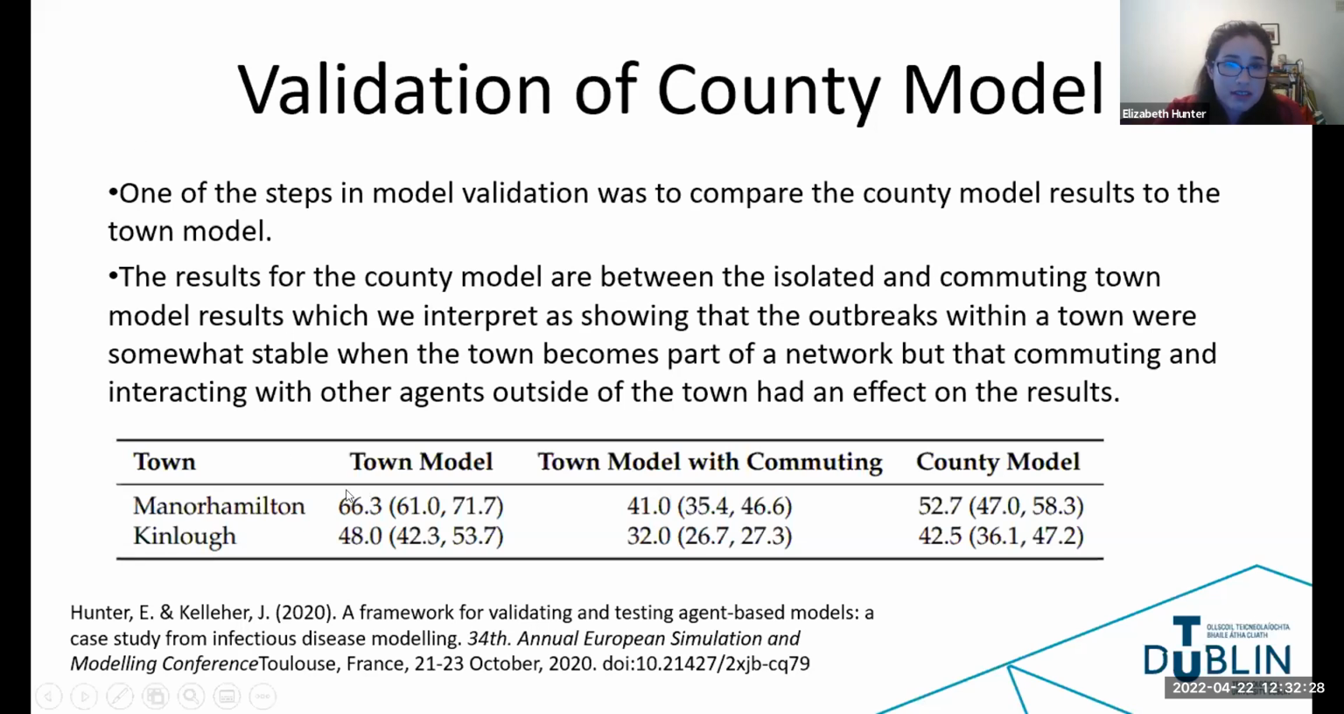And again, these are the percent of runs that lead to an outbreak within each of these towns. And so what we found is that the results for the county model are between the town model and the town model with commuting. And we interpret this as showing that the outbreaks within a town were somewhat stable when the town becomes part of a network, but that commuting and interacting with other agents outside the town has an effect on the results, right? So again, we see this similar but different thing, that our county model is close to the town model results, but it is a little bit different because we have included a network into the model, and we expect this to have an impact on our outcome.